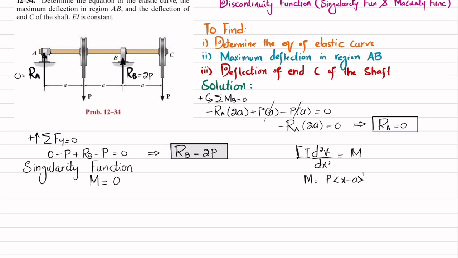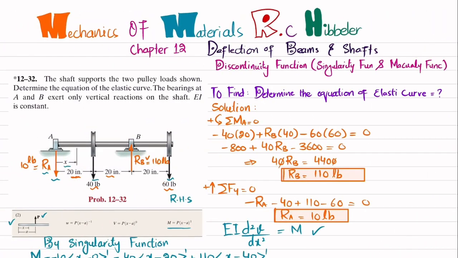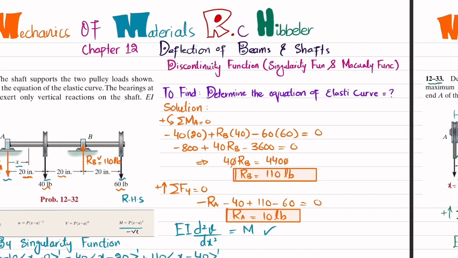Now another load is P, and this is at a distance of a from point A, and x starts from point A. Clear? So we will write it as minus P into (x minus a) to the power 1. Why minus P? Because, let me go back to the table, this P is upward, so the moment is positive. If P is downward, then the moment will be negative.